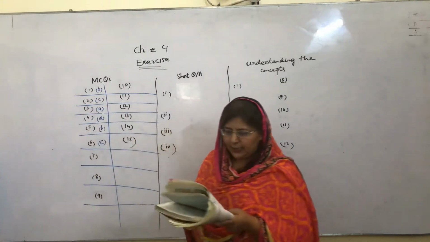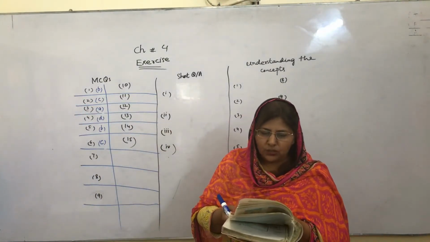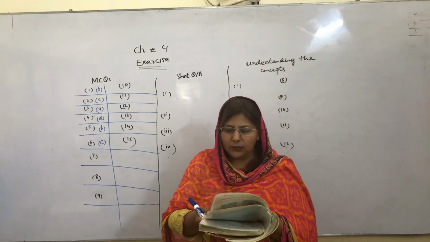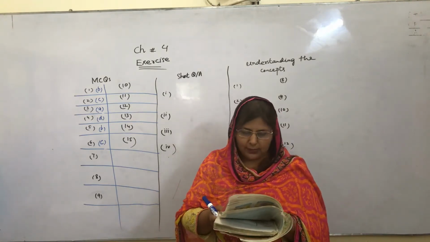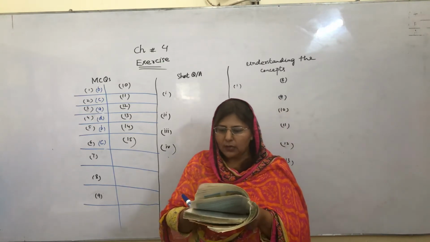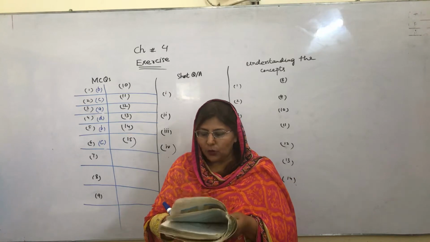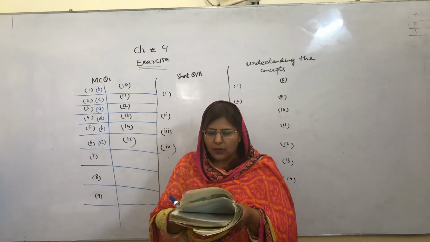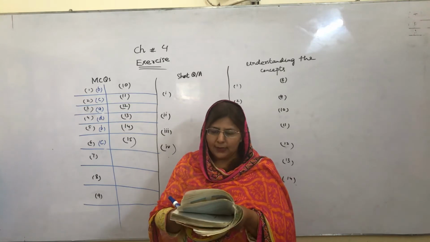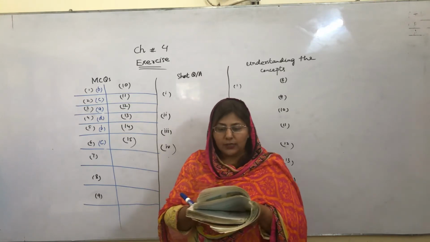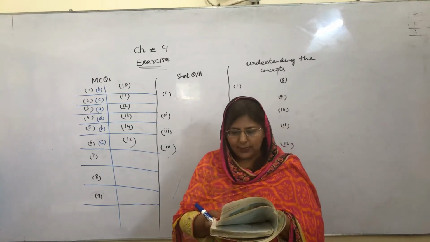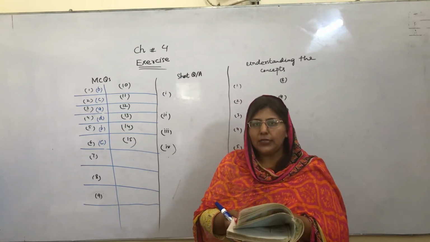Option C is correct. Then come to question number 7. Plant cells have dash and dash which are not present in animal cells. Options are A, mitochondria, chloroplast; B, cell membrane, cell wall; C, chloroplast and nucleus; and D, chloroplast and cell wall. So its option D is correct.